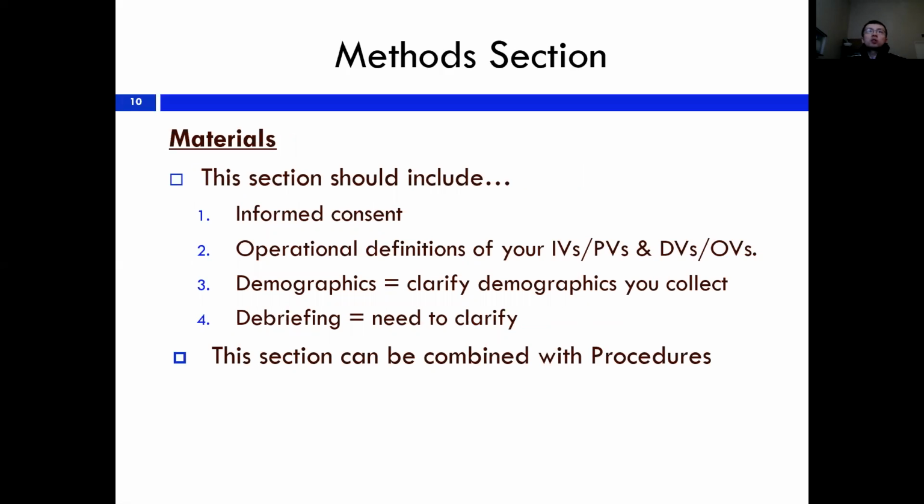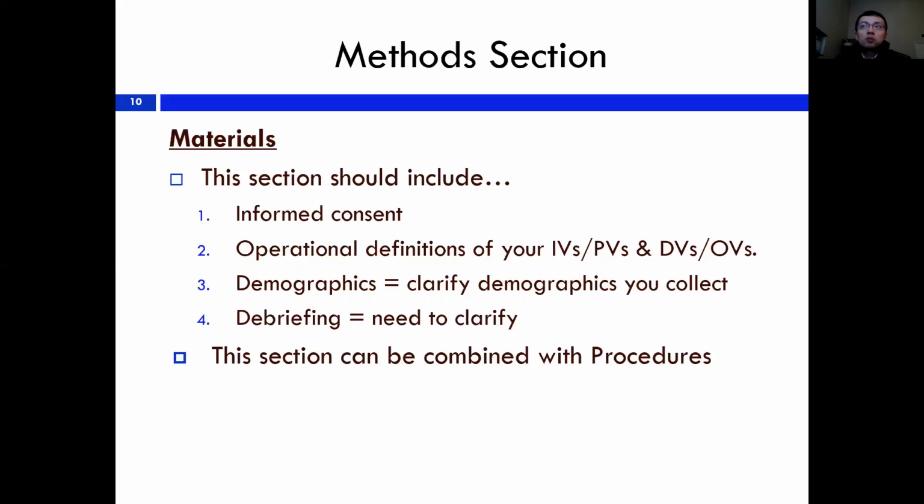Last one would be the materials for the method section. Like I said before, materials can be combined into the procedure section. When you're talking about procedures, you can bring up materials very naturally and smoothly. So this section should include informed consent, operational definitions of your IVs, PVs, DVs, OVs, and demographics, let's say what kind of demographic questions you ask. Sometimes people just say, okay, demographic questions like age, gender, but it would be nice for you to be really clear on that. Lastly, the way in which you debrief participants should also be clarified.